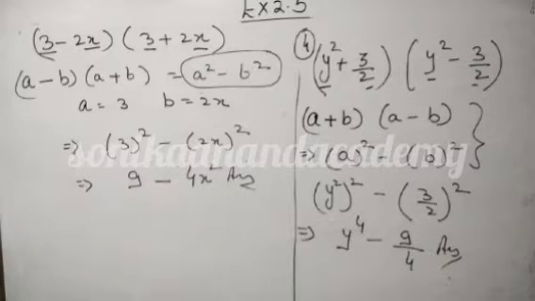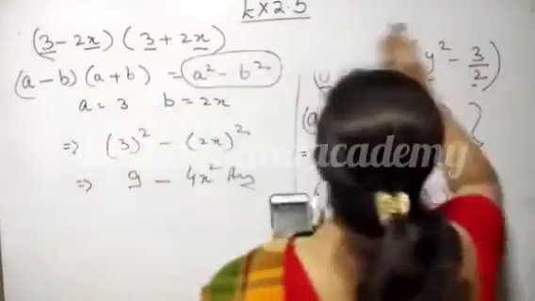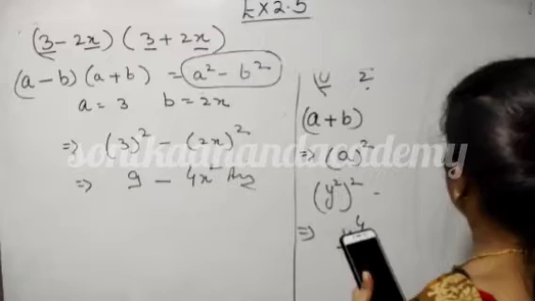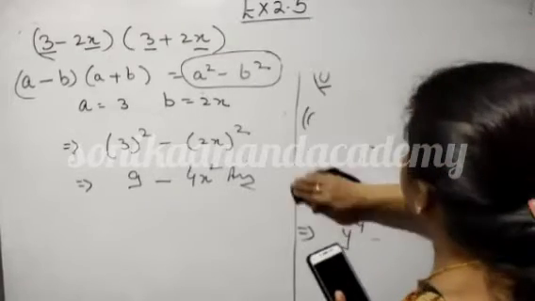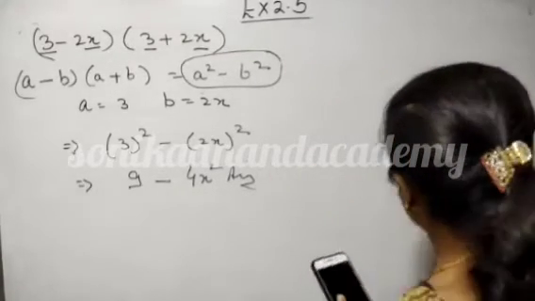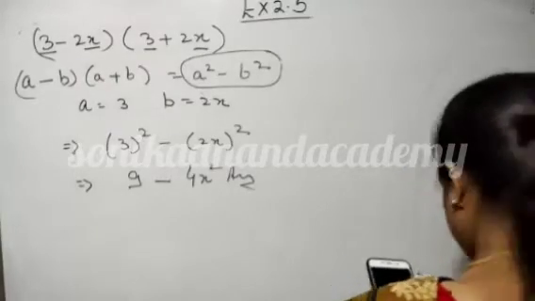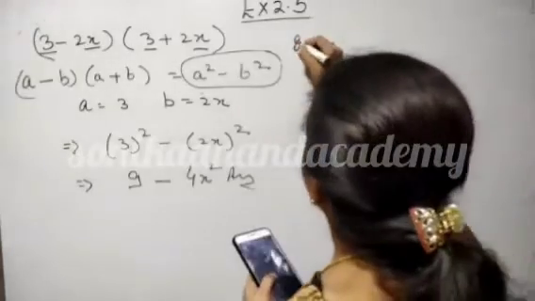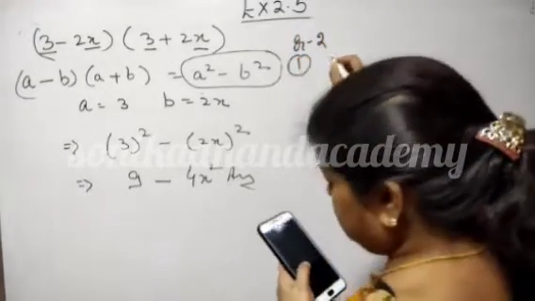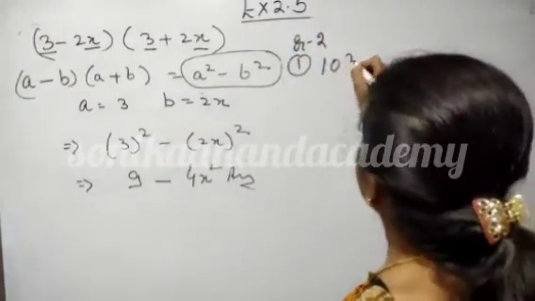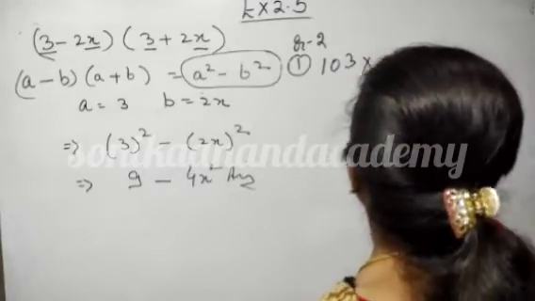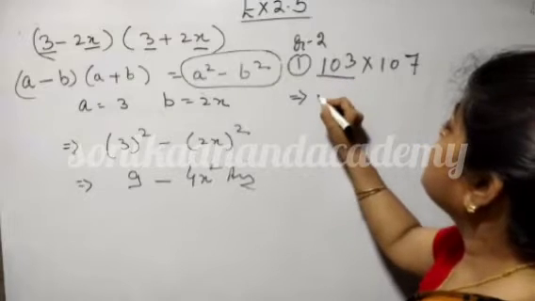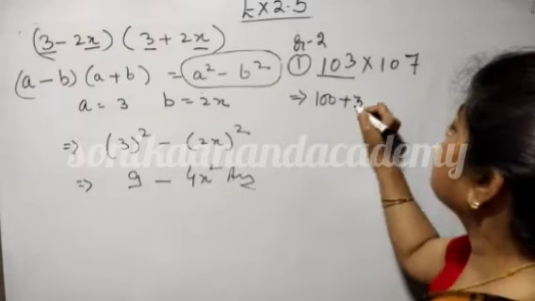Now question number 2 of exercise 2.5, I'm going to explain to you. Question number 2, first part. It is in this form, 103 into 107. So in this way, we can observe, we can write it as 100 plus 3.